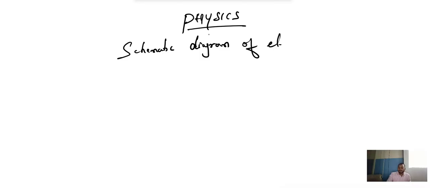Physics diagrams. Make a note. The first question: schematic diagram of an electric circuit. Schematic diagram of an electric circuit.